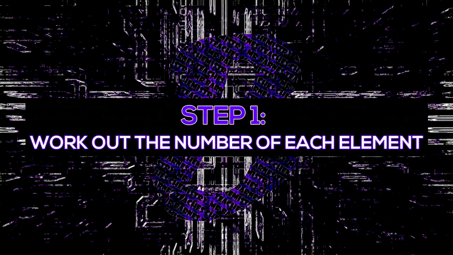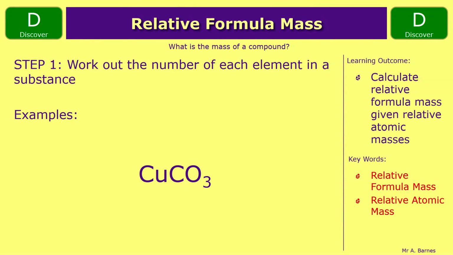So the first thing you need to be able to do is work out the number of each element in a substance. The example here that I'm going to use is copper carbonate. Now the first thing to note is if you've got a capital letter and a small letter next to each other, that's one element. So I've got one copper because there's no little number down here. Two capital letters next to each other means I've got two different elements. So I've got one carbon atom, and then this little 3 down here only applies to the one thing before it. So I've got 3 oxygens.